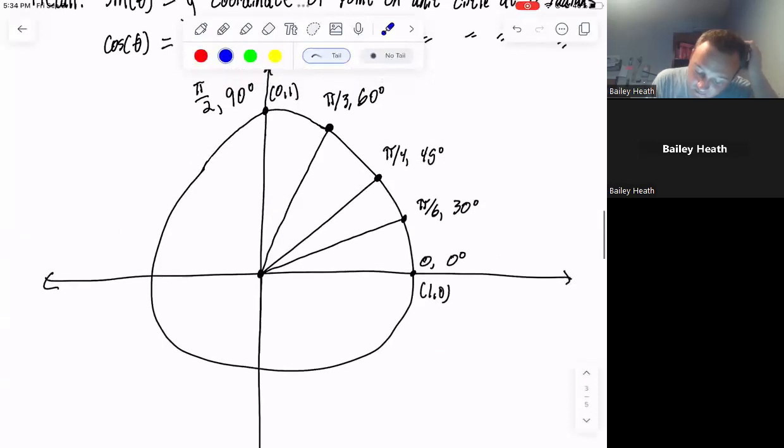So for sine, we're starting here at 0 over 2. Sine of 0 is 0, as we just saw. And then as we go up, now it's root 1 over 2, which is just 1/2.